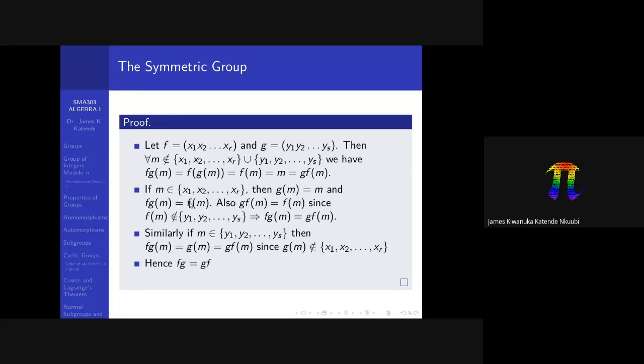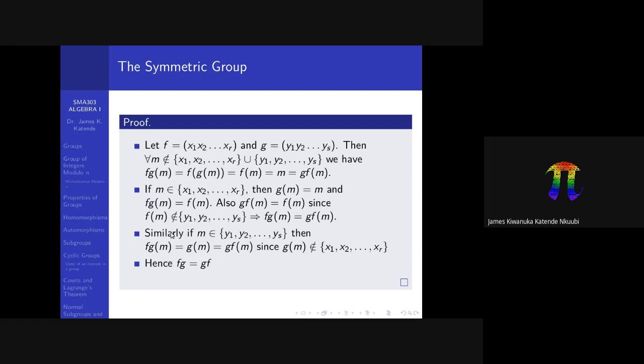So you can just mirror the same argument. If you pick an m that is in this set, y1 up to ys, the same argument you have used here will give you fg of m will be equal to g of m, and this will be the same as gf of m, using the same argument completely. The reason you can do that is because g of m, anything picked by g, will always stay within this cycle. So you'll never find it among these elements. So g of m will never be in this cycle, so g of m is fixed by f, and g of m is also inside this cycle. So it is fixed by f. I think I'm repeating myself.